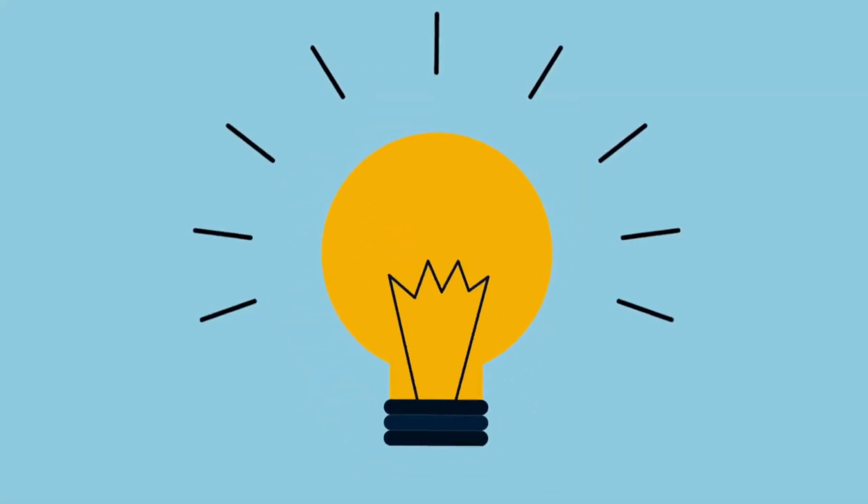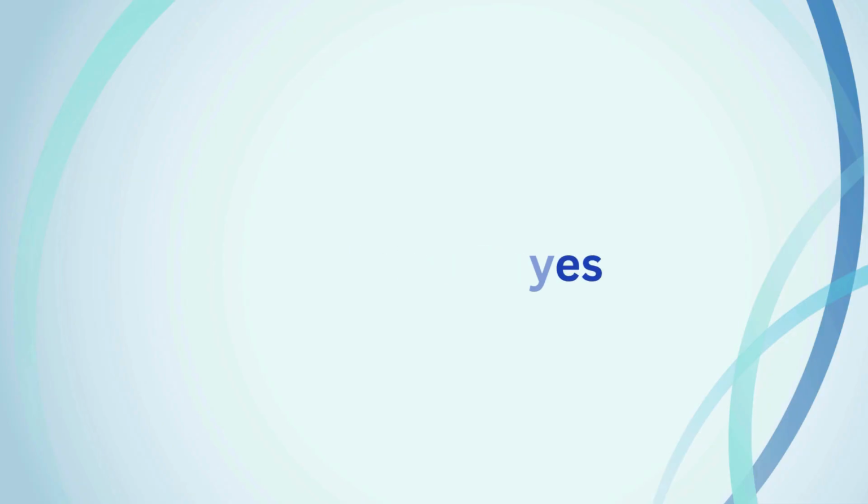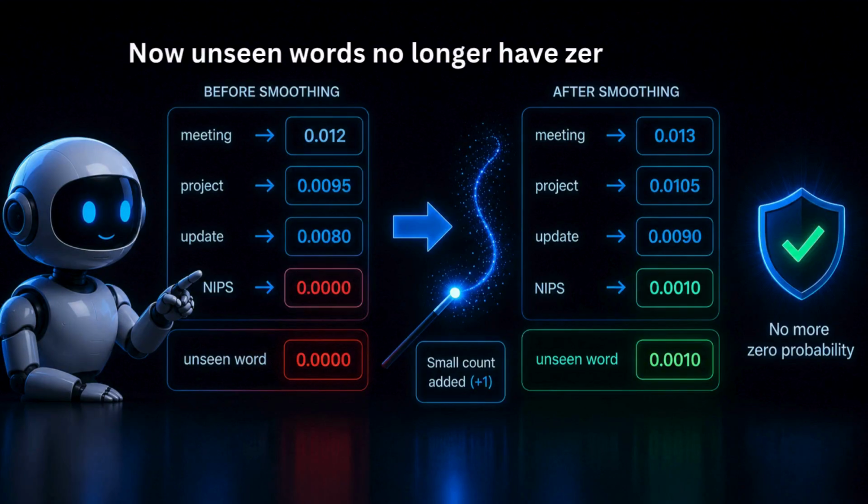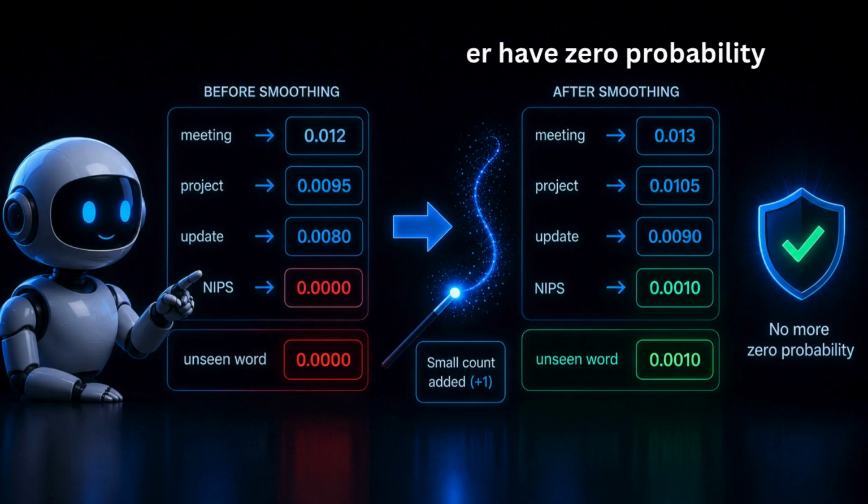The exact same idea fixes naive Bayes. Every word gets a small count added to it. Now unseen words no longer have 0 probability. The model becomes far more stable.